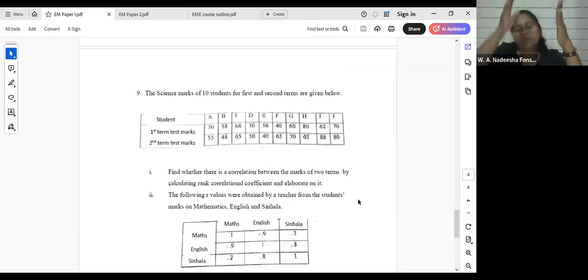It means we have to draw the table. First column is student. Second column, first term test marks. Better to take it as X. Then the next column, take it as RX, rank of X. Then the next column, second term test marks, take it as Y. So the other column, RY, it means rank of Y.